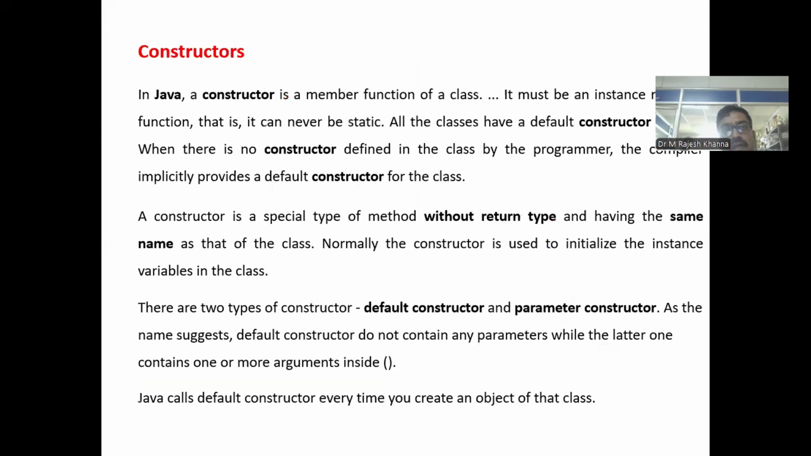And this is a constructor. We have two types of constructor: the default constructor and the parameterized constructor. Usually the constructor is followed by open and close parentheses, with or without arguments. When no constructor is defined in the class by the program, the default constructor for the class is implicitly created. Once you create the object, the constructor is automatically called. The constructor is a special type of method without a return type. It doesn't have the void keyword.